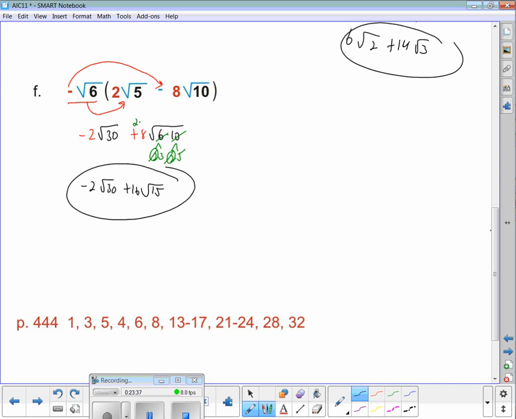I need to give you one more. Let's do one more here. G. All right, be careful. You're going to have to apply past knowledge to this. Here we go. Parentheses. 2 times the square root of 2 minus the square root of 6 quantity squared. See what you can do with that. 2 times the square root of 2 minus the square root of 6 quantity squared. See what you can do with that last one.